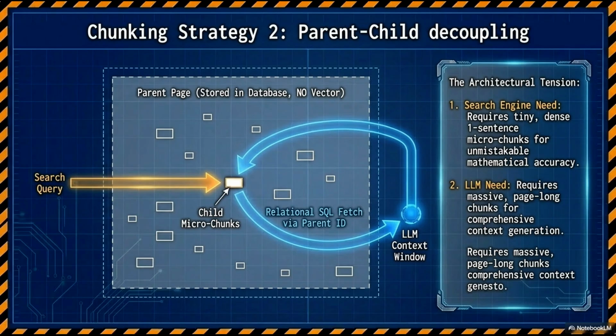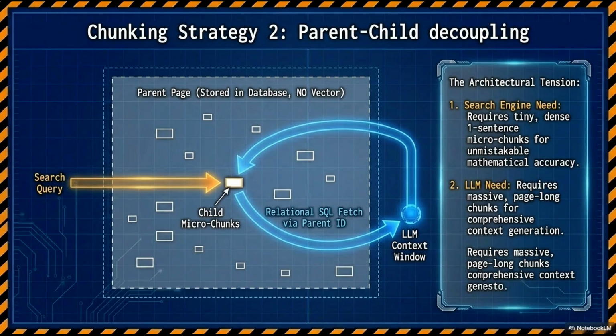What's the next strategy? Parent-child chunking. This is arguably the most sophisticated architectural trick in modern RAG systems, and it leverages the fact that the chunk size that is best for searching is rarely the chunk size that is best for generating an answer. Okay, unpack that for me. Why would those optimal sizes be different? If you want highly accurate vector search, you want incredibly small, specific vectors. A vector representing just one or two sentences has a very dense, unmistakable meaning. Right, less noise. But if you only feed one or two sentences to an LLM as context, the LLM doesn't have enough background information to write a comprehensive, nuanced answer. So we need small chunks for the search engine, but huge chunks for the LLM.